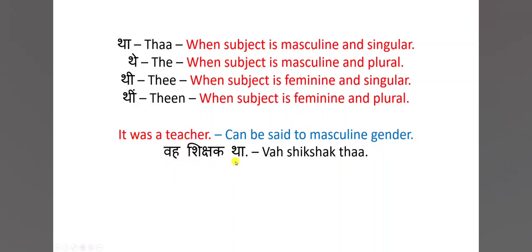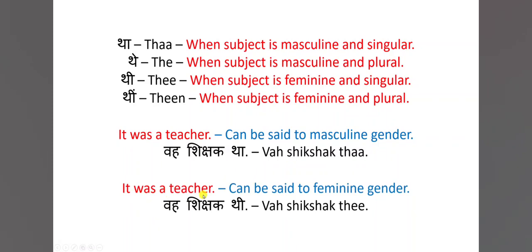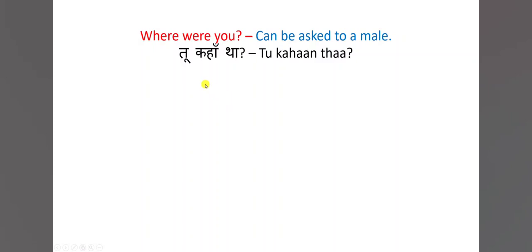You can say वह शिक्षक था. वह is it, था is was. It was a teacher. If you want to say this to a feminine gender, then वह शिक्षक थी. Alright? So this is how we select a word from these. Okay? Let me give you few more examples.